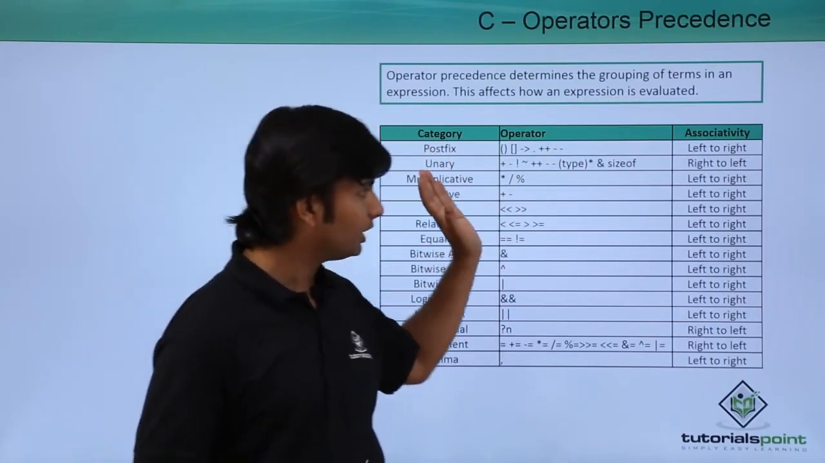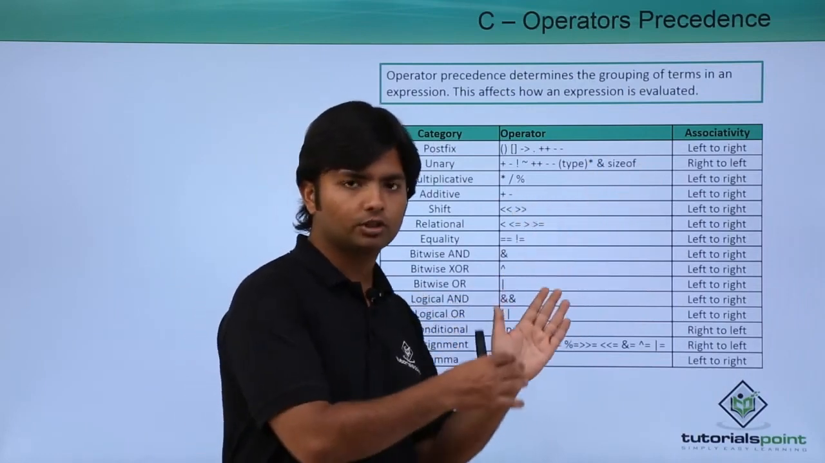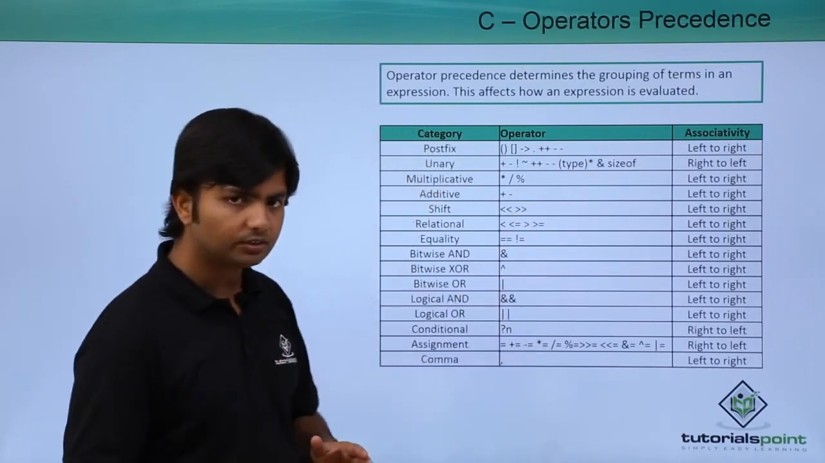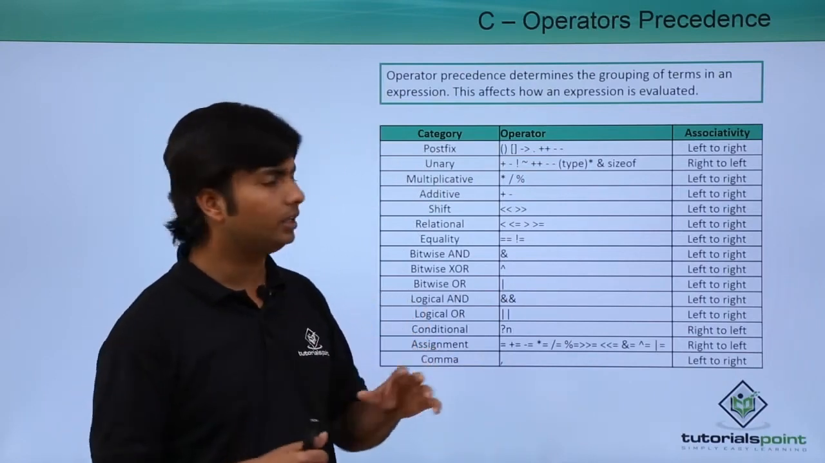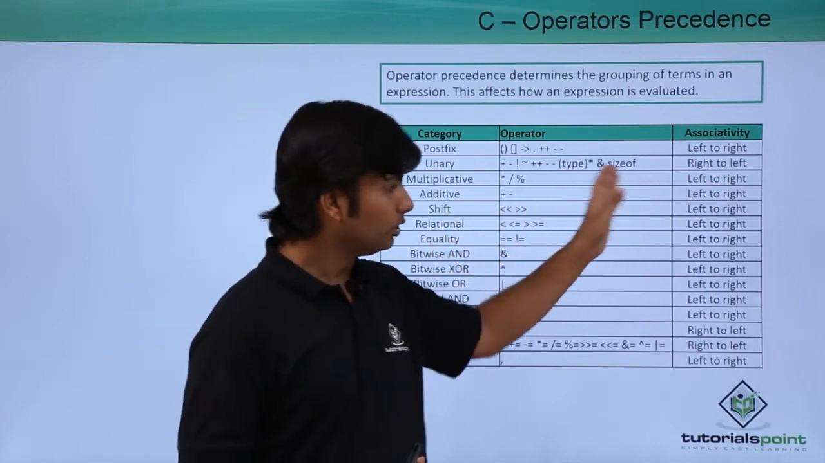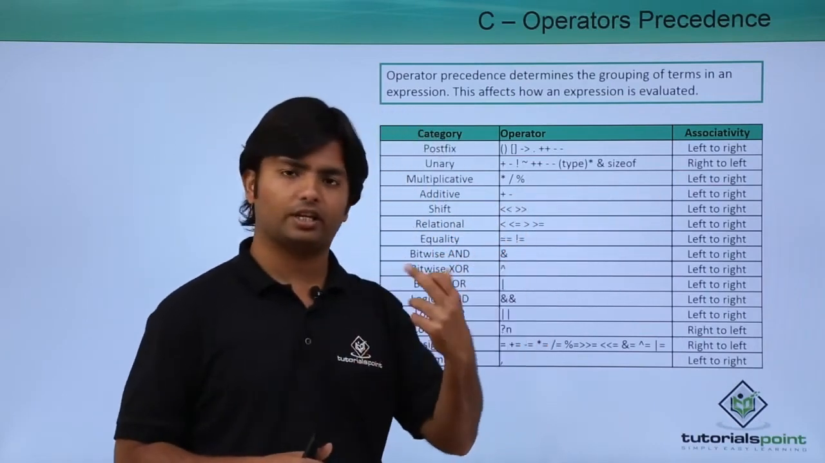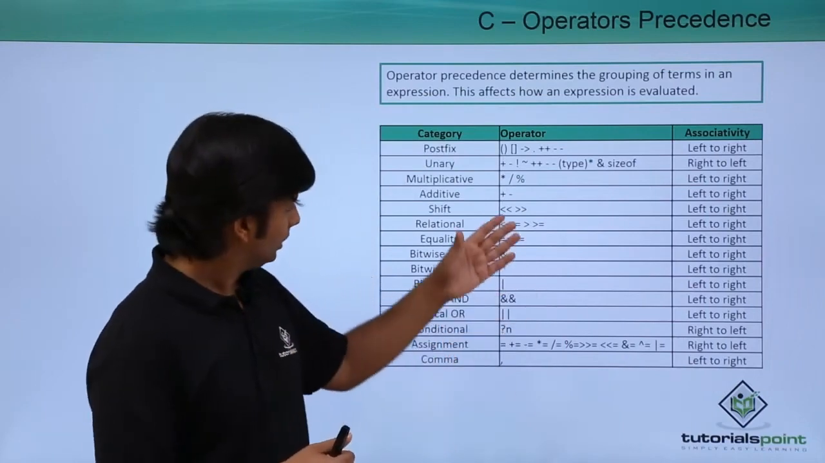For the arithmetic operators, we have associativity from left to right. That means if there is a statement like A plus B minus C, both have the same precedence, so we go from left to right, meaning A plus B will be done before B minus C.